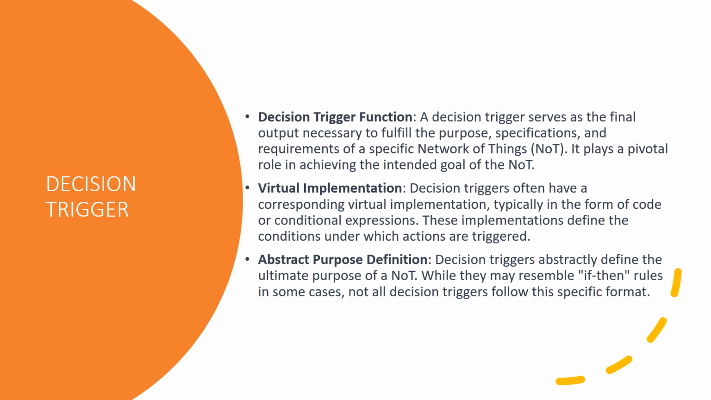What is the virtual implementation of a decision trigger? Decision triggers often have a corresponding virtual implementation, typically in the form of code or conditional expressions. These implementations define the conditions under which actions are triggered. Abstract purpose definition: decision triggers abstractly define the ultimate purpose of a NoT. While they may resemble if-then rules, in some cases, not all decision triggers follow this specific format.